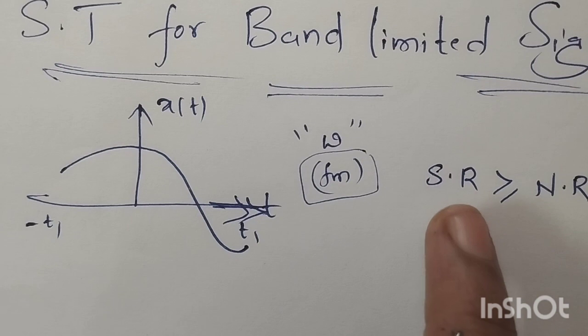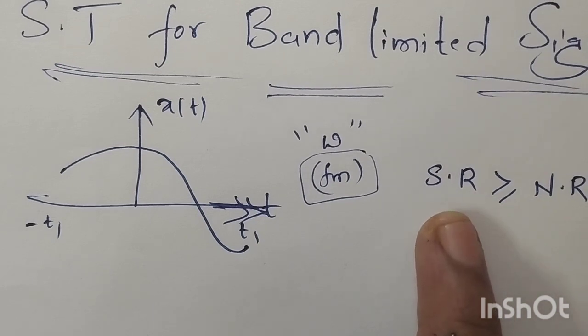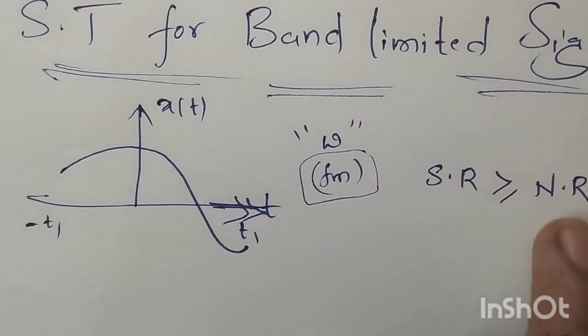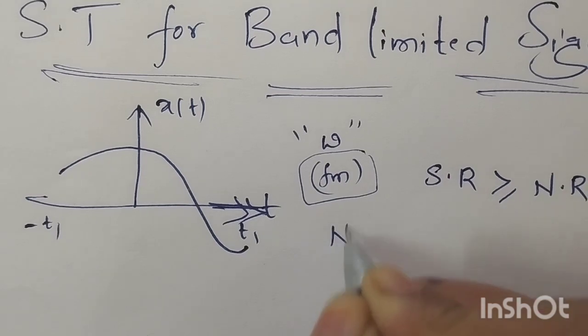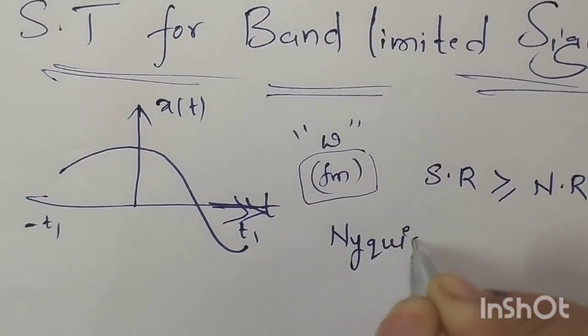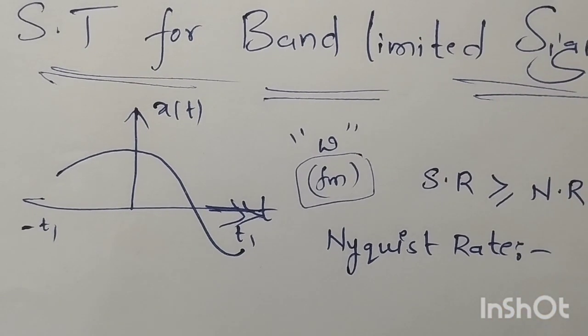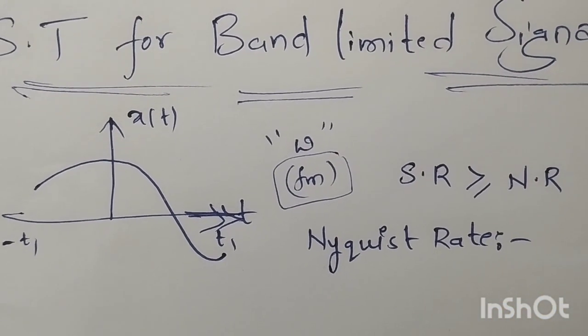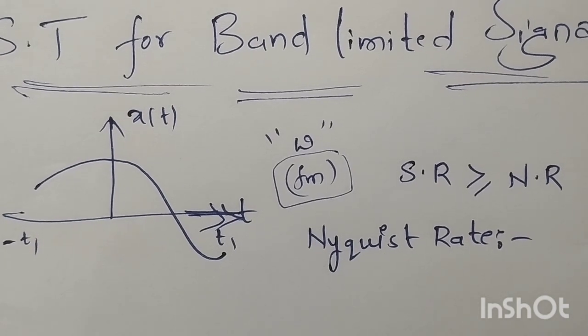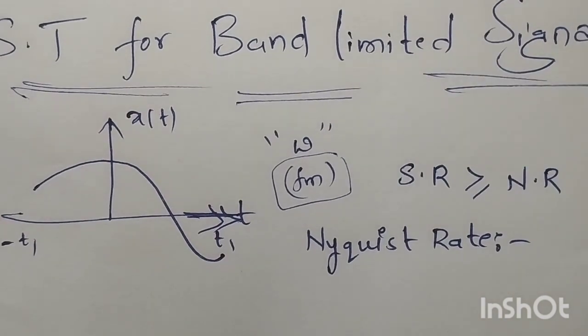So here two different terms have come. Sampling rate, which indicates at what rate we have to extract samples, at what regular intervals of time, at what sampling frequency we have to take samples. That must be greater than or equal to the Nyquist rate. What is meant by Nyquist rate? Nyquist rate is defined as twice that of the highest frequency component of the band limited signal.